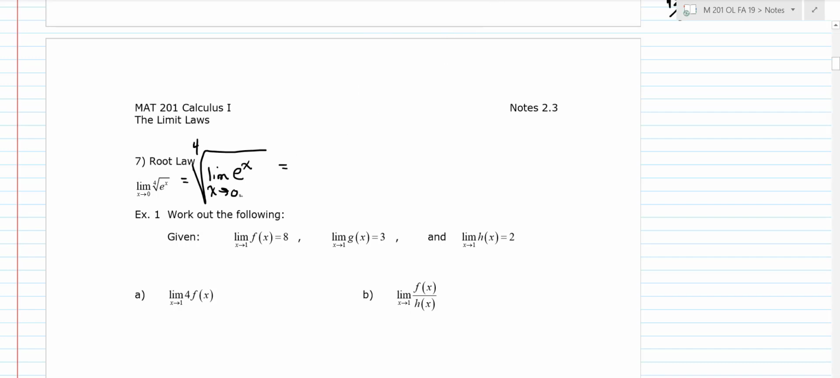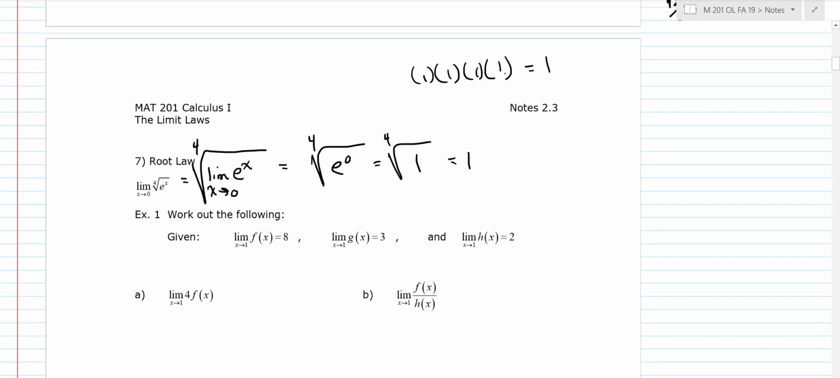Okay, so what we do, plug this in, you would just have the fourth root of e to the 0. So that is the fourth root of 1, which is equal to 1. Okay, and remember, a fourth root, you're looking for a number that you multiply out 4 times that would give 1. So that number is 1. Okay, so that gives you an illustration of each of those properties.